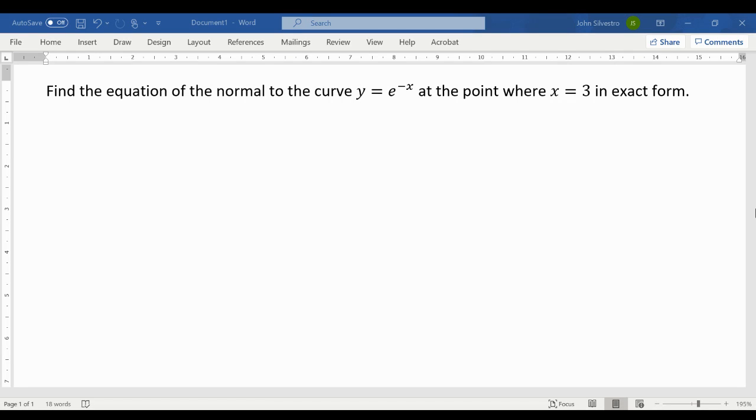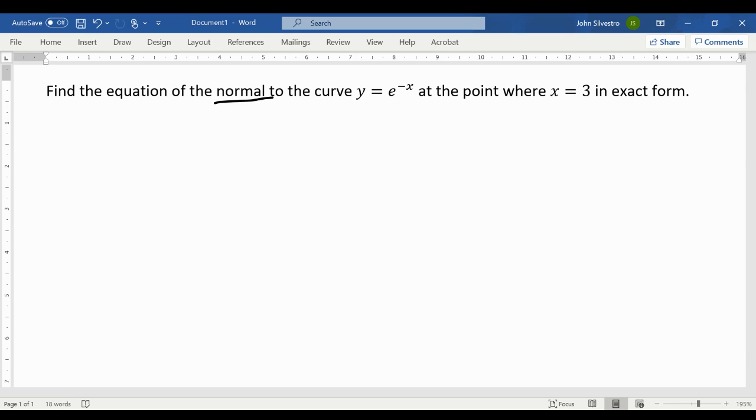So the question is saying we want to find the equation of the normal to the curve y equals e to the negative x at the point where x equals 3 in exact form. So note that the normal is going to be the line that is at 90 degrees or perpendicular to the tangent at that point x equals 3. So let's start off by finding the gradient of our tangent.